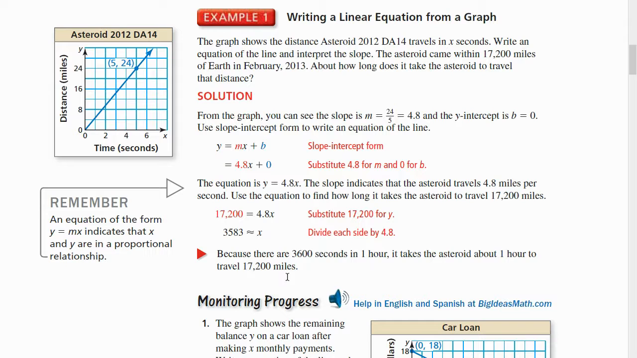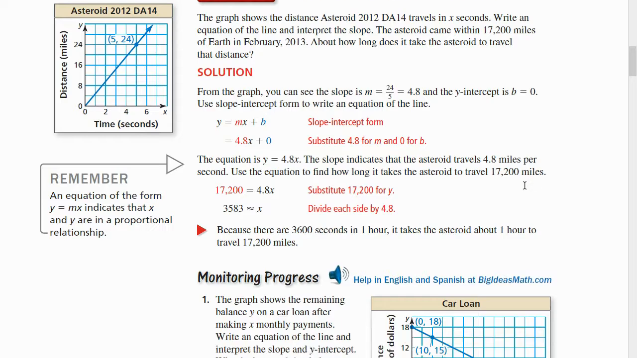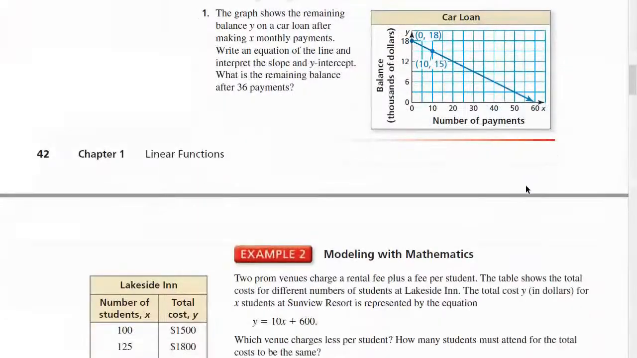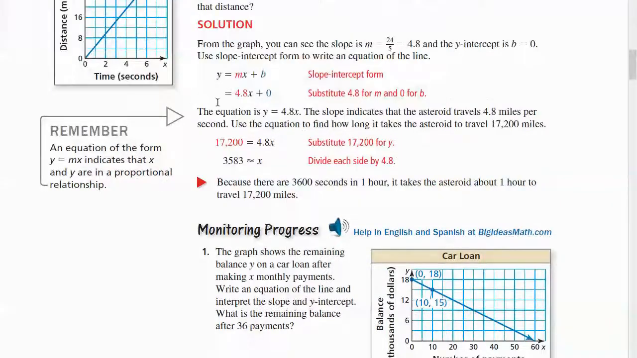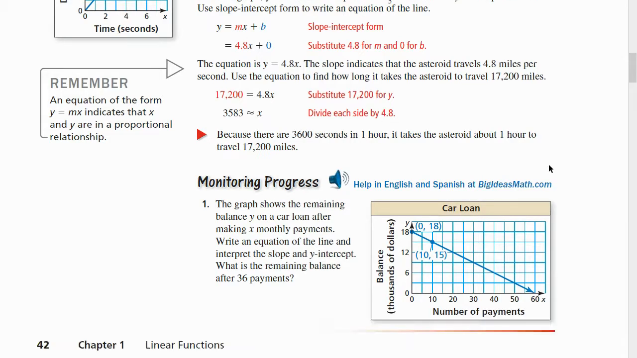So now put that into perspective. That's 17,200 miles per hour. And like I said, that's moving. That's pretty fast. All right, so as we keep moving along, in that situation, we knew basically m and b because we could pull them right off the graph. You can find the slope here. You can find the b there, the y-intercept.